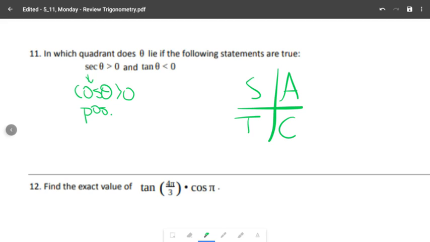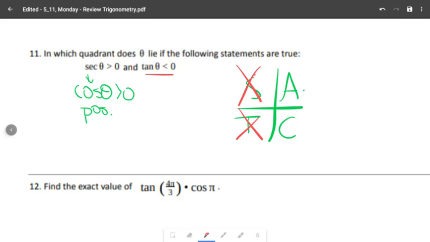A stands for all, so cosine is positive in the first quadrant, so we could possibly be in the first quadrant. S stands for sine, only sine is positive in the second quadrant, so cosine is not, so we can't be in the second quadrant. T stands for tangent. Only tangent is positive there, which means cosine is not, so we can't be in the third quadrant. But the fourth quadrant has a C for cosine. It is positive there, so we could possibly be in the fourth quadrant.